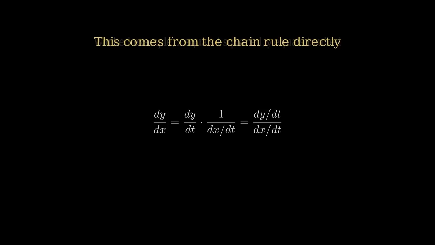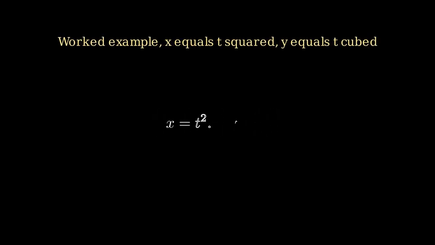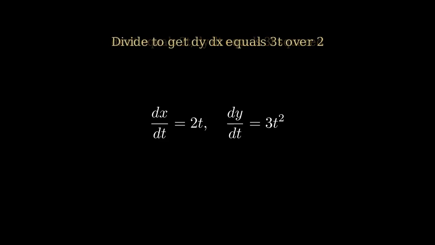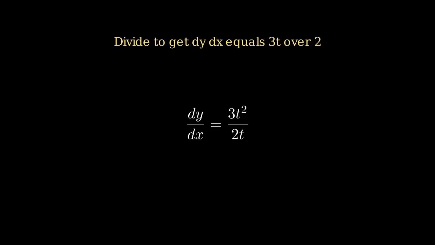Let's use a worked example. Take x equals t squared and y equals t cubed. First, differentiate each with respect to t on its own. dx by dt equals 2t and dy by dt equals 3t squared. Now divide: dy by dx equals 3t squared divided by 2t, which simplifies to 3t divided by 2.